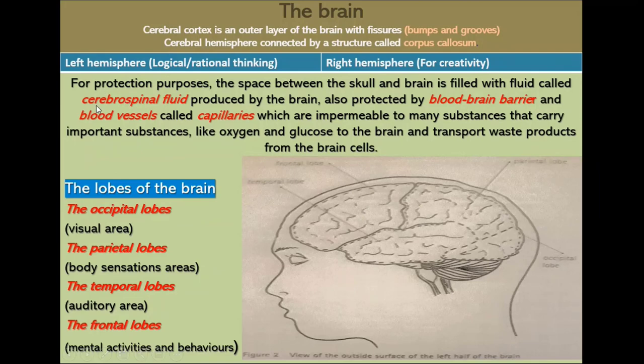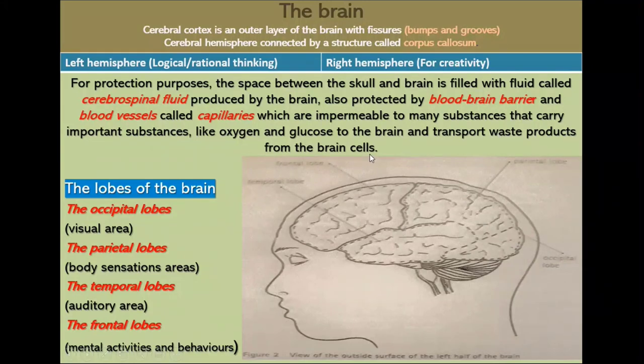The fluid is produced by the brain, also protected by blood-brain barriers, blood vessels, and capillaries. Let me start afresh. For protection purposes, the space between the skull and the brain is filled with a fluid called cerebrospinal fluid, produced by the brain, also protected by blood-brain barriers, as well as blood vessels called capillaries, which are impermeable to many substances, that carry important substances like oxygen, glucose, to the brain and transport waste products from the brain cells.